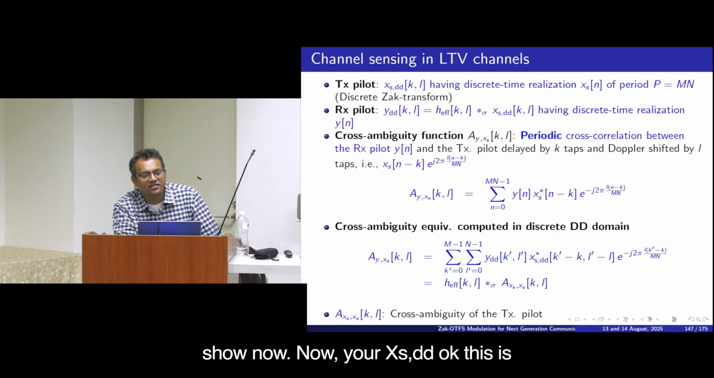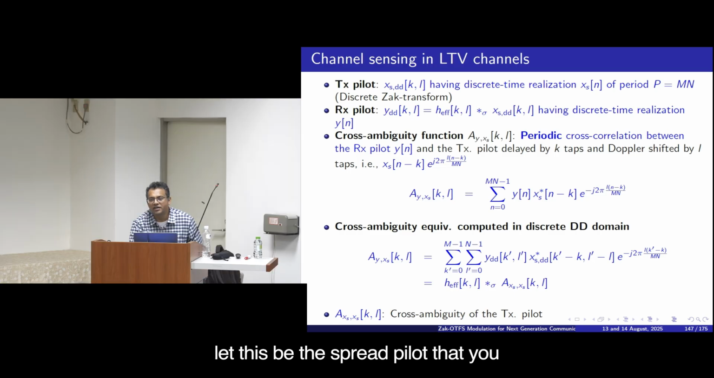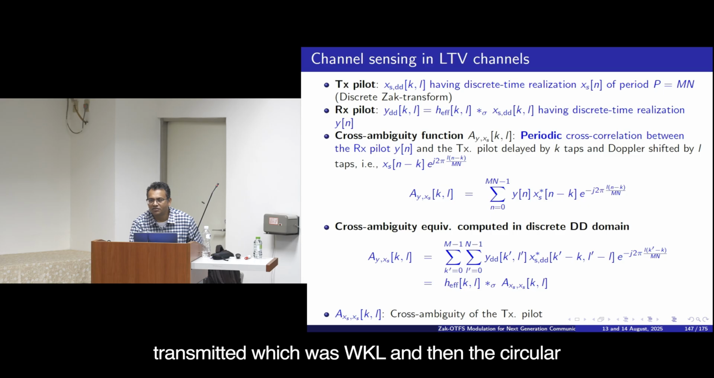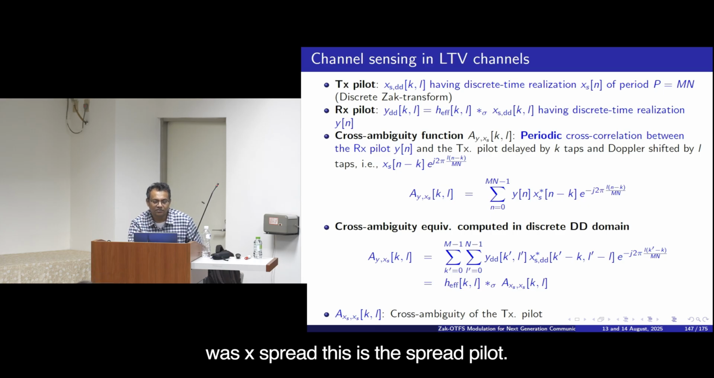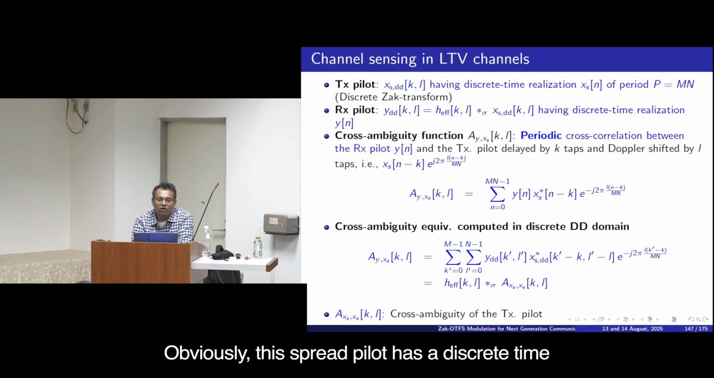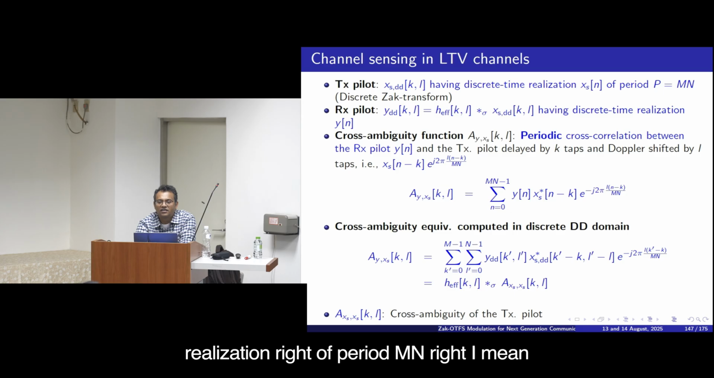Now, your X_S in the DD domain, let this be the spread pilot that you transmitted, which was W[k,l] circularly twisted convolved with the point pilot, right. That was X spread, this is the spread pilot. Obviously, this spread pilot has a discrete time realization, right, of period MN, right.